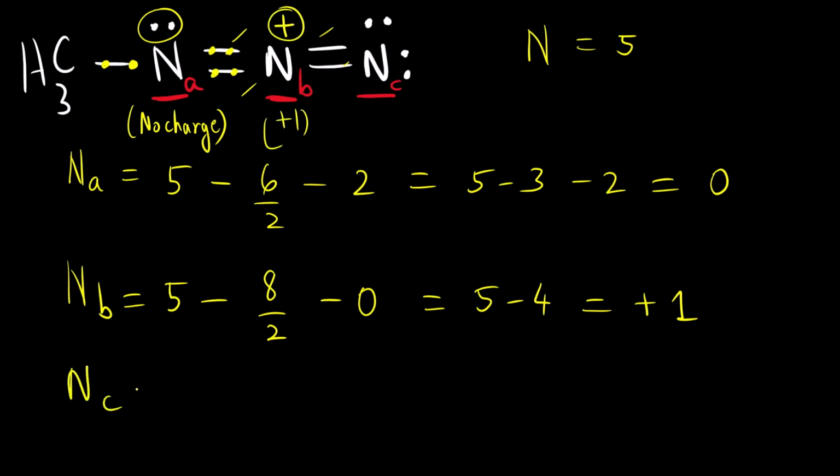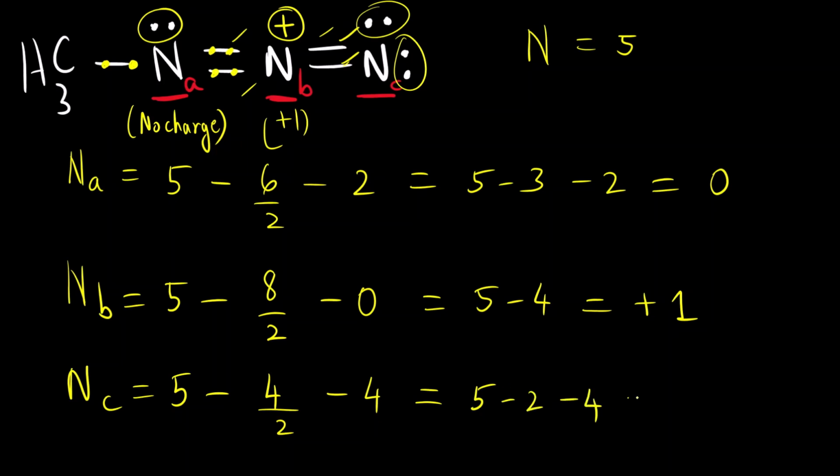And last is Nc. The valence electron is 5 minus how many bonding electrons? 1 and 2. 2 bonds are formed. So 2 twos are 4. 4 divided by 2 minus how many lone pairs? 2. So 2 twos are 4 lone pair electrons or non-bonding electrons. 5 minus 2 minus 4. So 5 minus 2 is 3. 3 minus 4 is minus 1. So the charge on Nc is minus 1.